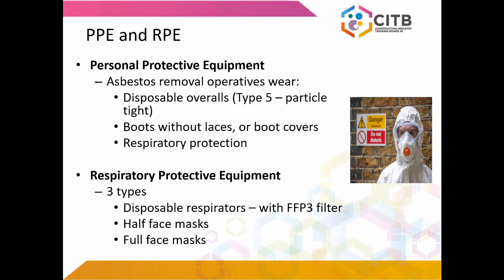PPE and RPE. Personal protective equipment: asbestos removal operatives must wear disposable overalls type 5 particle tight, boots without laces or boot covers, and respiratory protection. There are three types of respiratory protective equipment: disposable respirators with FFP3 type filter, half face masks, and full face masks.